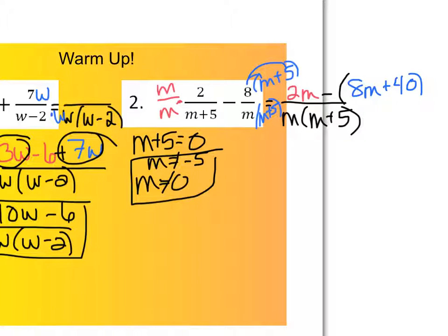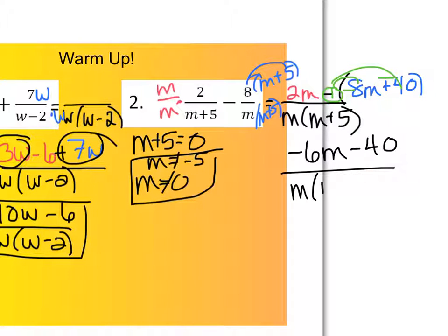But when I distribute that negative, that means the 8m becomes negative, and the 40 also turns negative in this case. So 2m plus a negative 8m is negative 6m. And then I bring down the minus 40 now over m times m plus 5. And there's the answer.